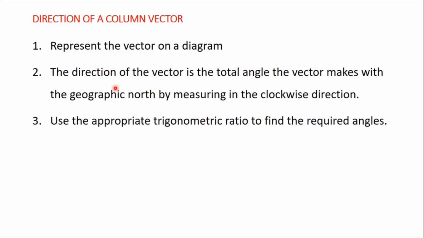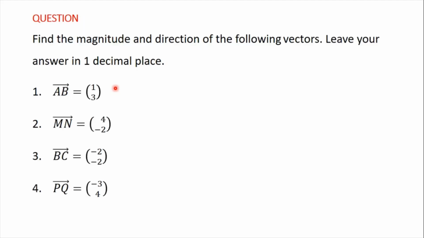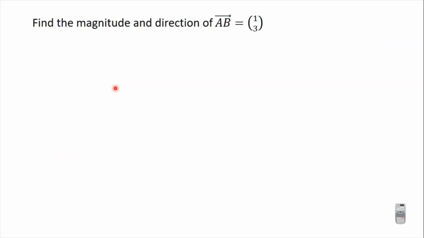Then we use the appropriate trigonometry ratios to find the required angles. So let's pick some questions and see how to do this. Find the magnitude and direction of the following vectors. Leave your answer in one decimal place. So you have been given 4 vectors and we are being told to find the magnitude and direction of each one of them. You solve the first one in this video, then you will consider the others in the subsequent videos. So the first one is find the magnitude and direction of vector AB.